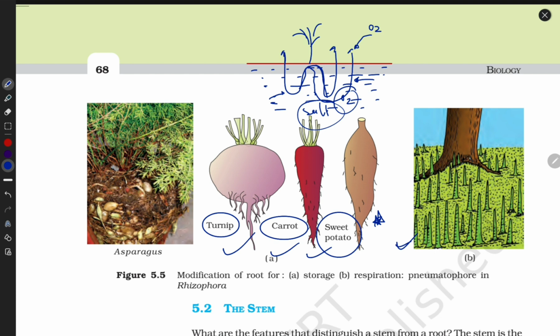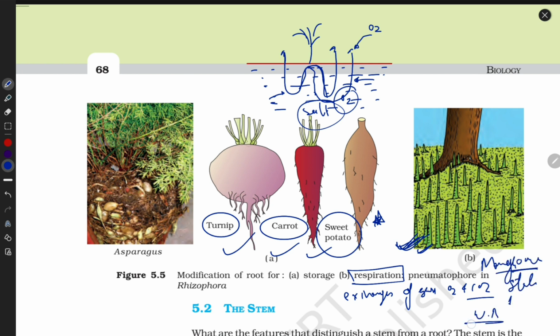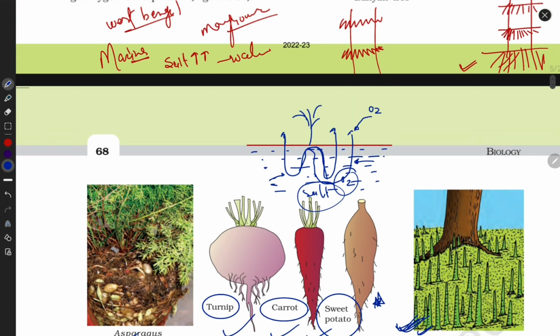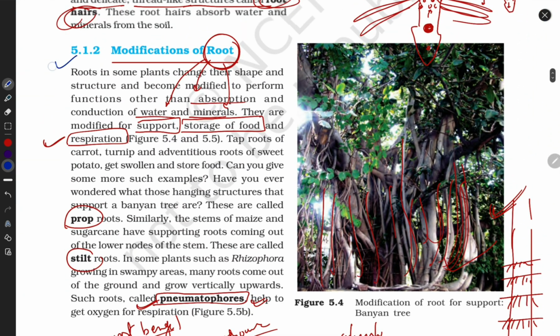And pneumatophore, this is the modification of root for respiration, exchange of gases like O2 and CO2. You can see this in mangrove areas. One of the best examples in India is West Bengal. These are asparagus. Okay, now this is clear. Now is your modification of root clear or not? Is your root clear or not?